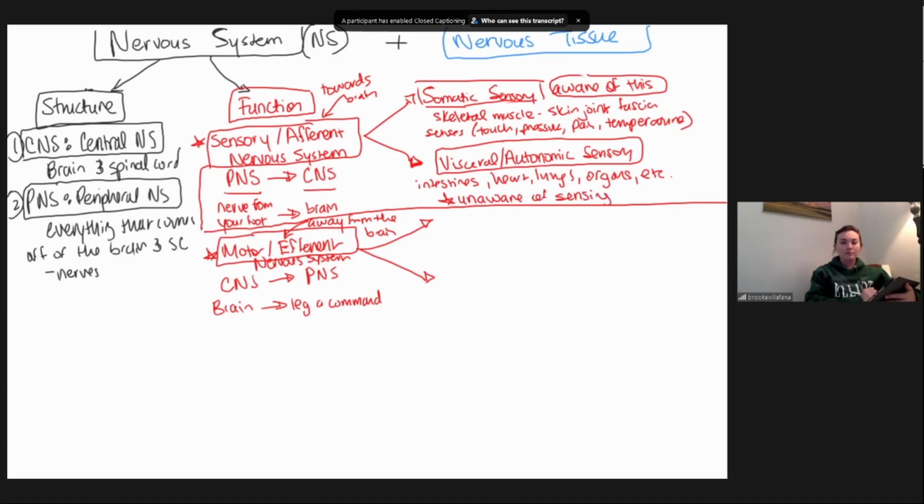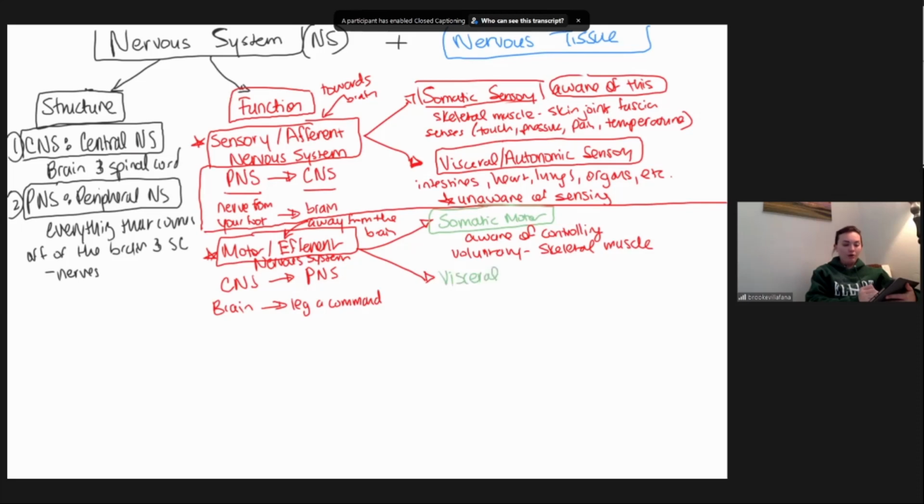So your visceral or your autonomic is what you are unaware of sensing. We'll do a different color here for motor just so it sticks out. Somatic motor is going to be the things that you are aware of controlling. Like the senses, aware of sensing, now we're aware of controlling it. So this is your voluntary. So your skeletal muscle, right? We know that the skeletal muscle is voluntary.